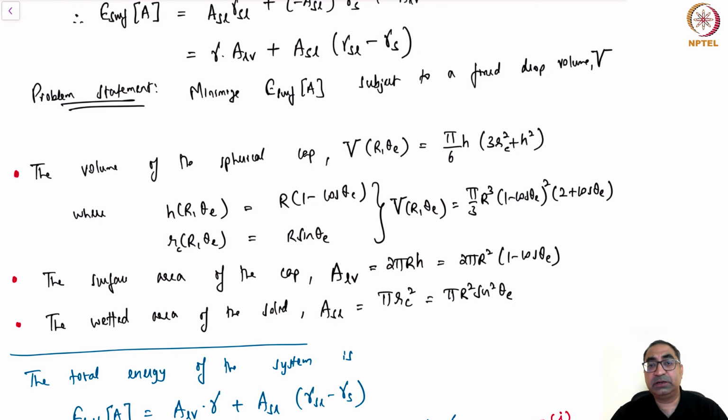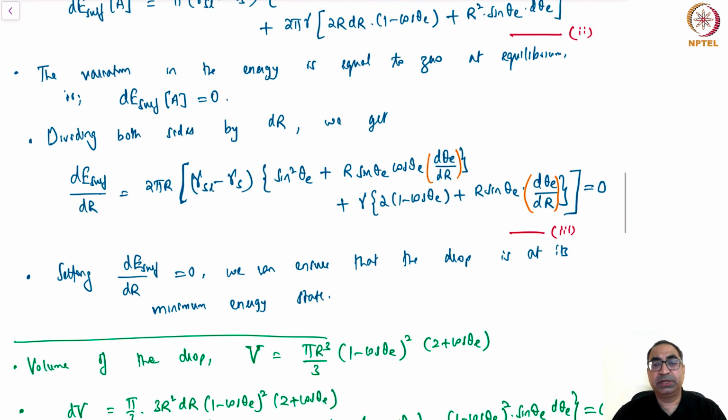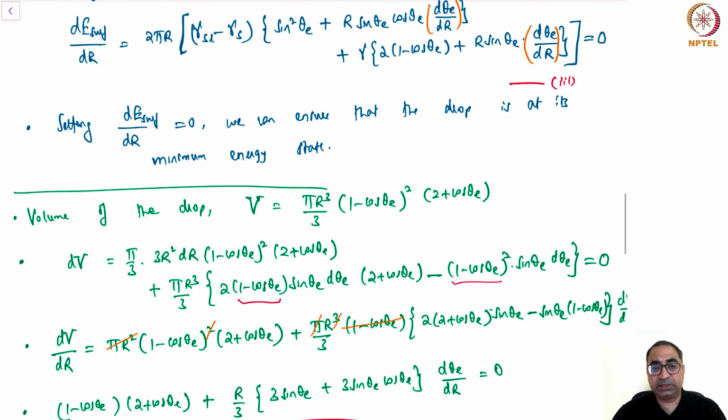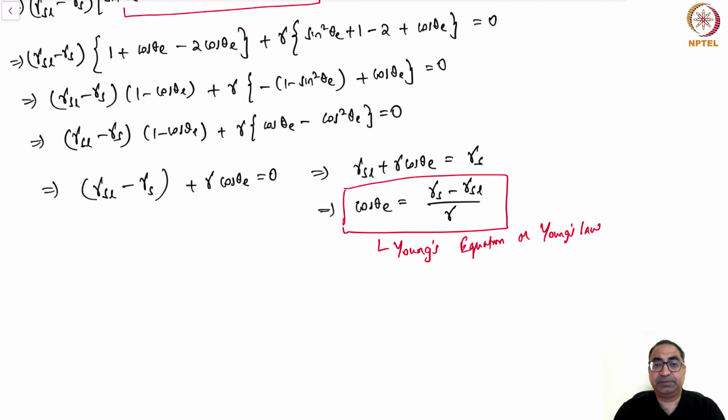We considered a variation of this energy, and we set the variation of this energy to 0, and we got this unknown quantity, which is the variation of the angle with respect to r. We impose the volume constraint now. We said if the variation in the volume is 0, which means that the volume is constant, then we can combine the two relationships, and finally we can get the Young's angle. The Young's angle or the equilibrium angle, cosine of theta e, is simply related to the various surface energies that are present in the problem.